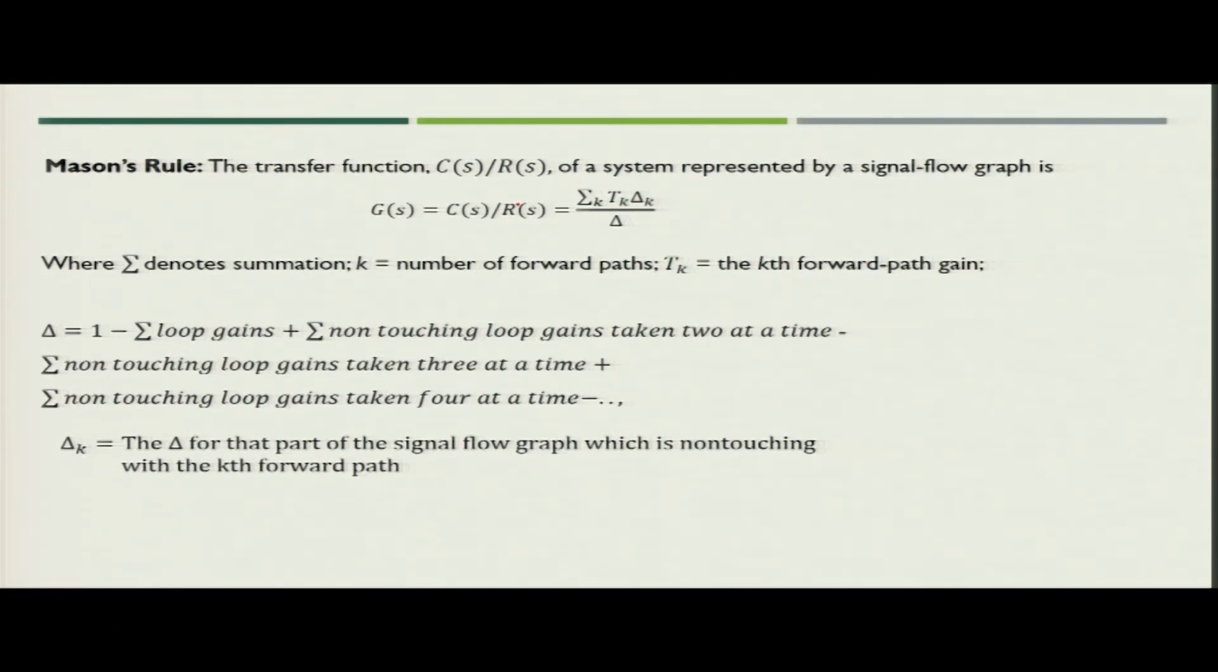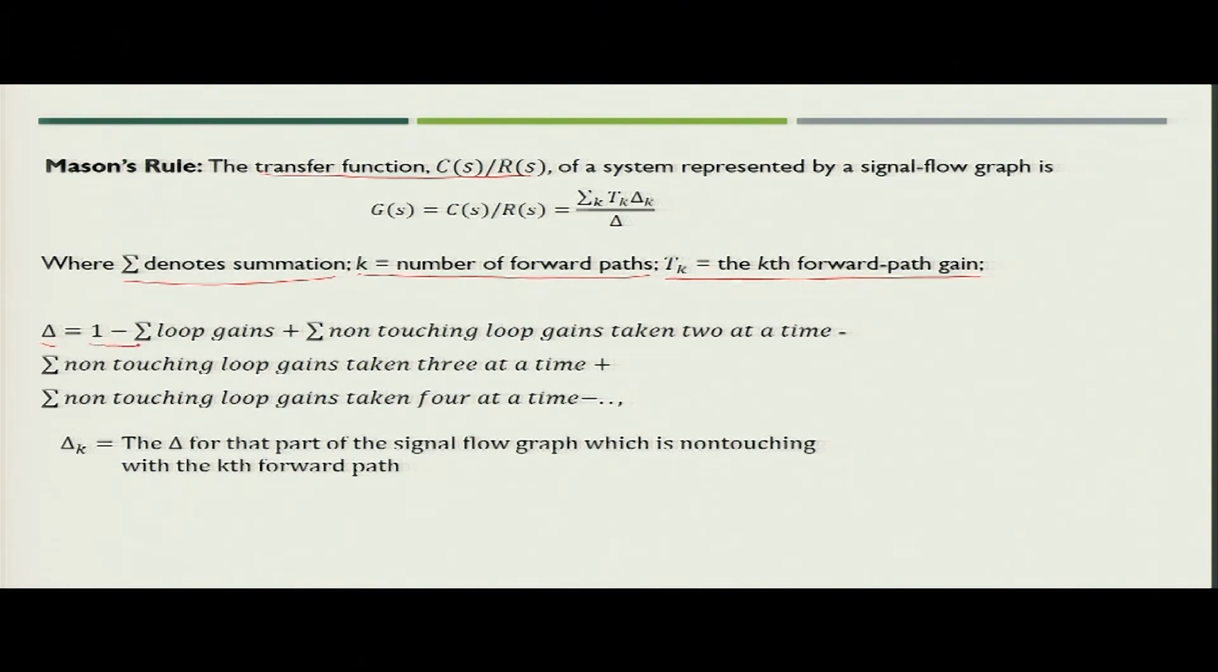Suppose C(s) is the output and R(s) is the input Laplace transform. The transfer function of the system can be represented as C(s) upon R(s), which is provided with the help of Mason's rule as sigma k T k delta k by delta. Sigma is the summation symbol, k is the number of forward paths in the signal flow graph, T k is the kth forward path gain, and what is delta?